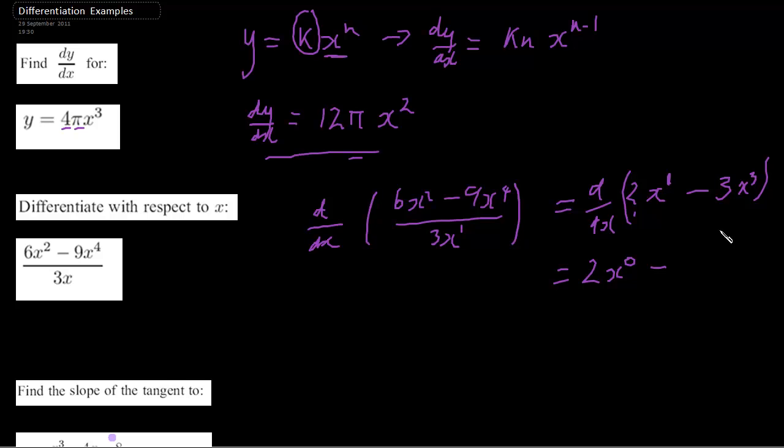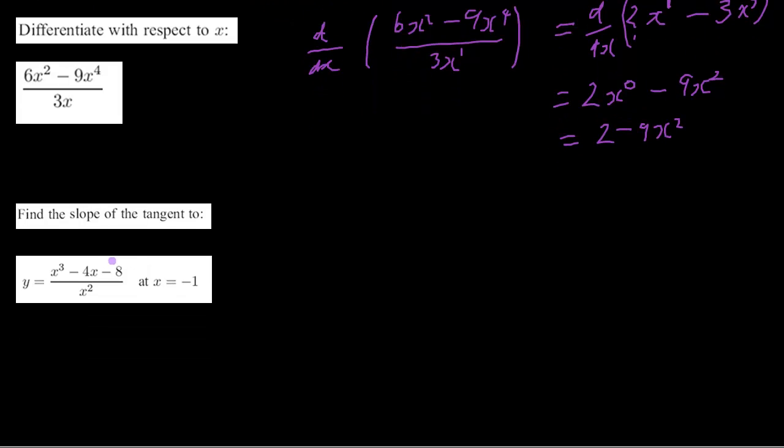Minus 3 times 3, times by the power is 3. 3 times 3 is 9. And then take 1 off the power. Power is 3, take 1 off the power is 2. Now x to the 0, anything to the power of 0 is 1. So effectively this whole thing here is just equal to 1, so therefore we have 2 times 1 gives you 2. So our final answer is 2 minus 9x squared.